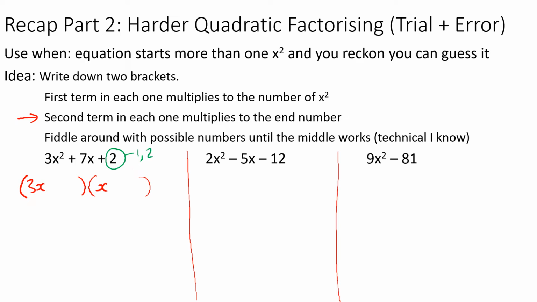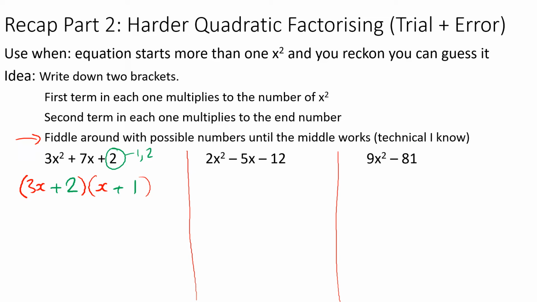And the third step is going to be to fiddle around with possible configurations until the middle bit works, which is a less scientific way of saying do a bit of trial and error. So we know this is 1 and 2 in some order. So let's try putting them this way around. How do we check it works? Well, we expand it. We multiply out that bracket. And if we do that, we'll get 3x squared plus 3x plus 2x plus 2. We'd get 3x squared plus 5x plus 2. But that is not what we actually want. We want 7x. So that must be wrong.